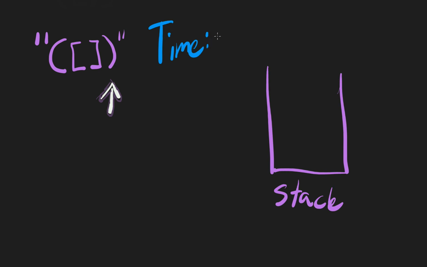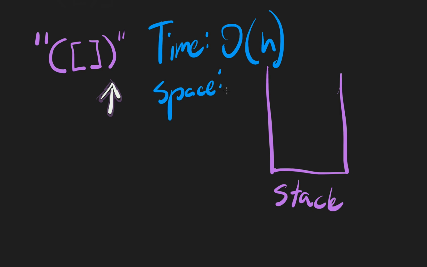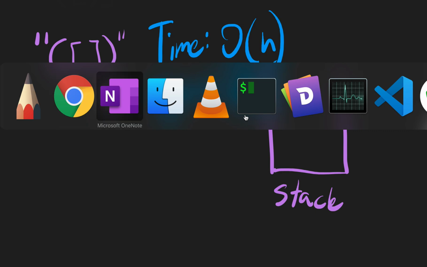The time complexity for this one is, we're iterating over each character, so it's O of n. The space, because in the worst case we are pushing each character to the stack, is also O of n. Right. So now I want you to pause this video and try to implement the solution on your own. Okay, so let's implement the solution.